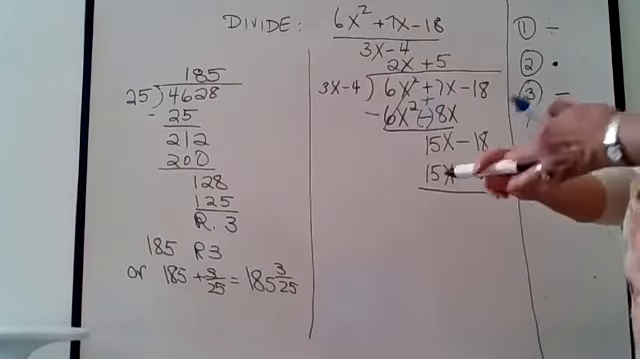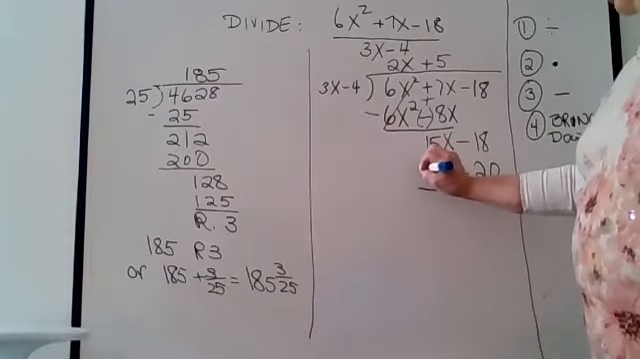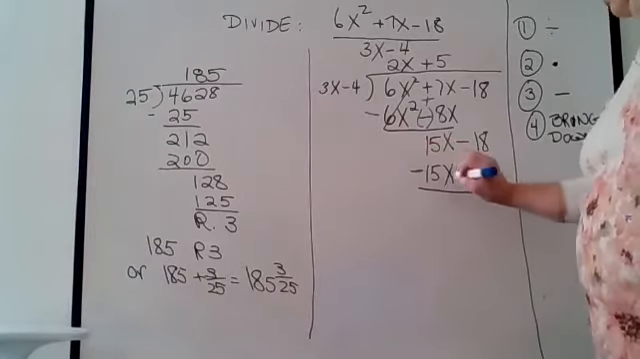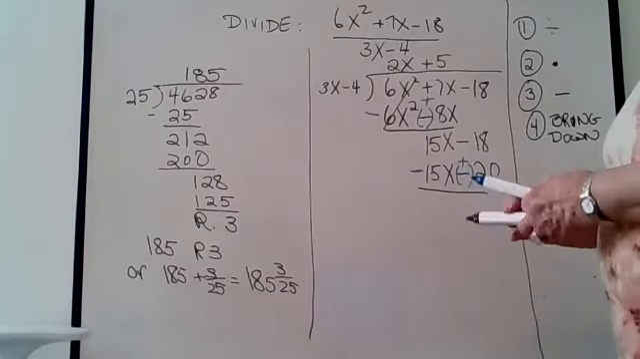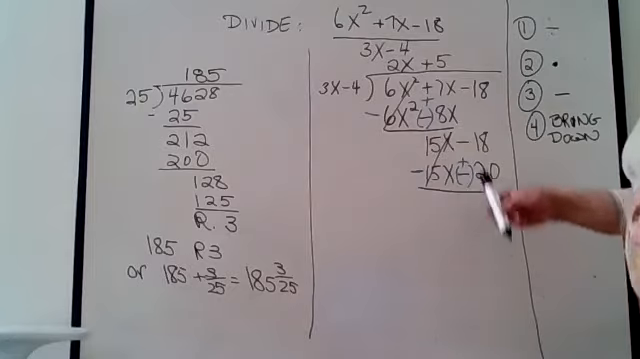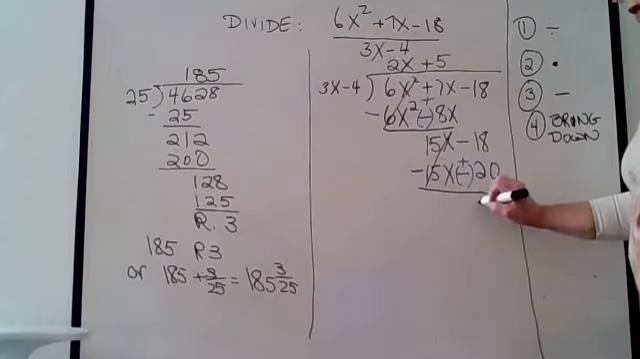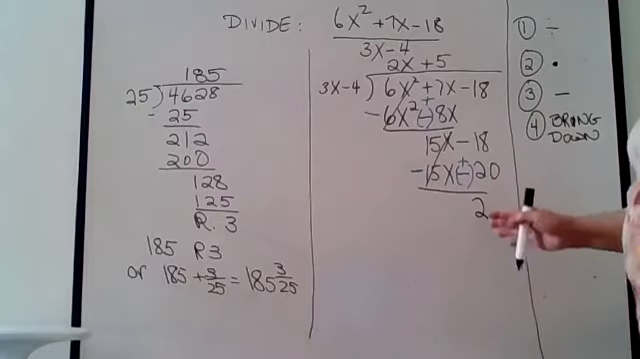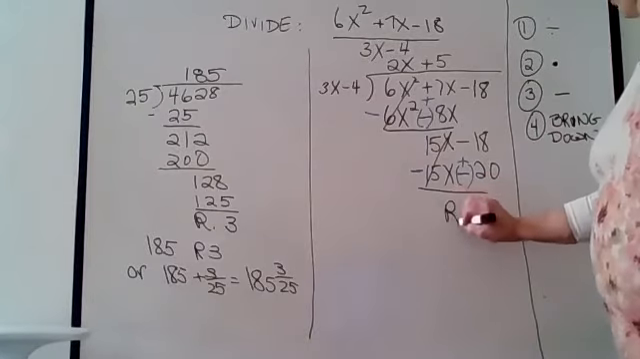And now again, we subtract. And remember how I want to do the subtraction by changing the sign. So this is going to become a negative, and this is going to become a positive. And now I have the 15x minus the 15x, which cancels out. And the -18 plus 20 gives me positive 2. And now there's no place else to go. So this is my remainder.